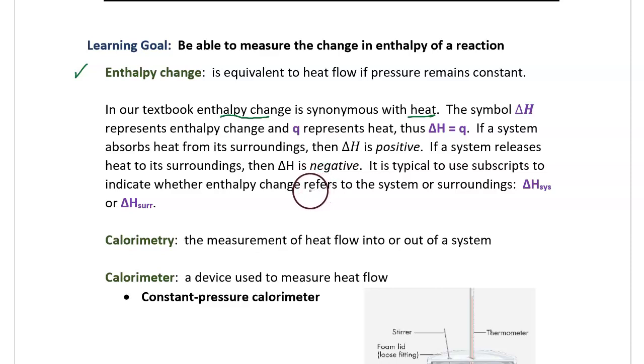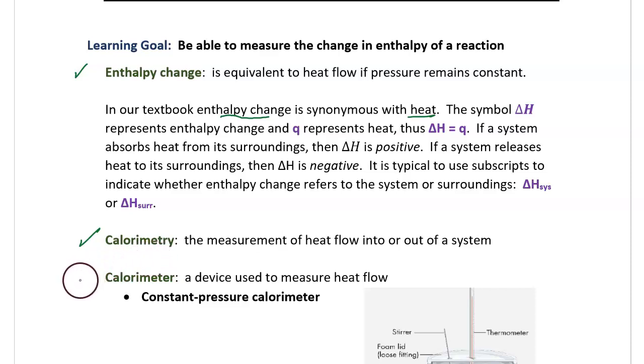It is typical to use subscripts to indicate whether enthalpy change refers to the system or the surroundings. For example, the symbol delta H sys means the enthalpy change of the system. But if you see the symbol delta H surroundings, that refers to how the heat of the surroundings is changing. The word calorimetry refers to the measurement of heat flow into or out of a system. So the learning goal is, how do you measure the change in heat in a reaction? And the answer is with calorimetry.